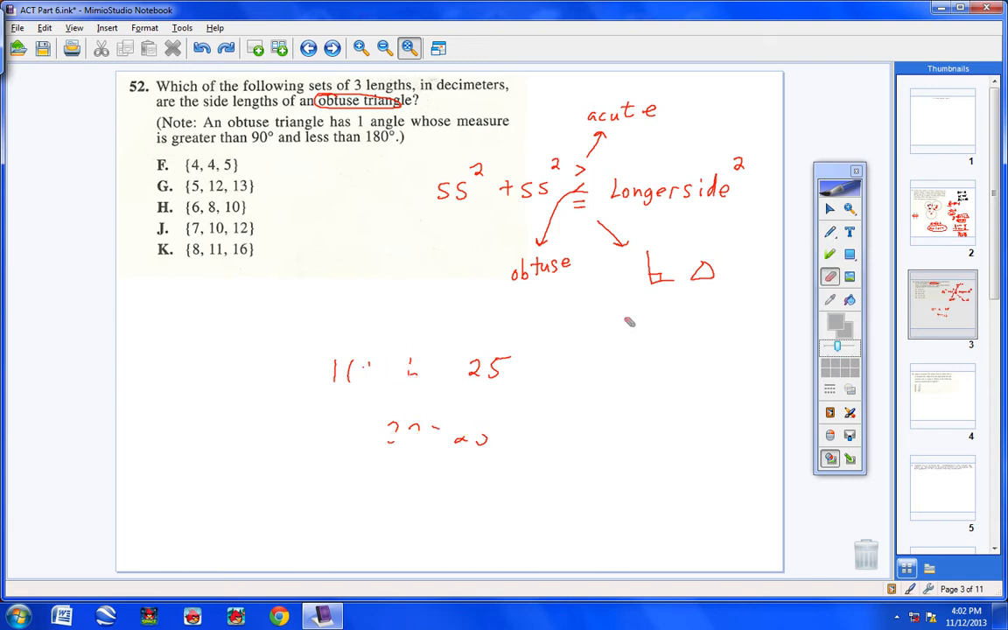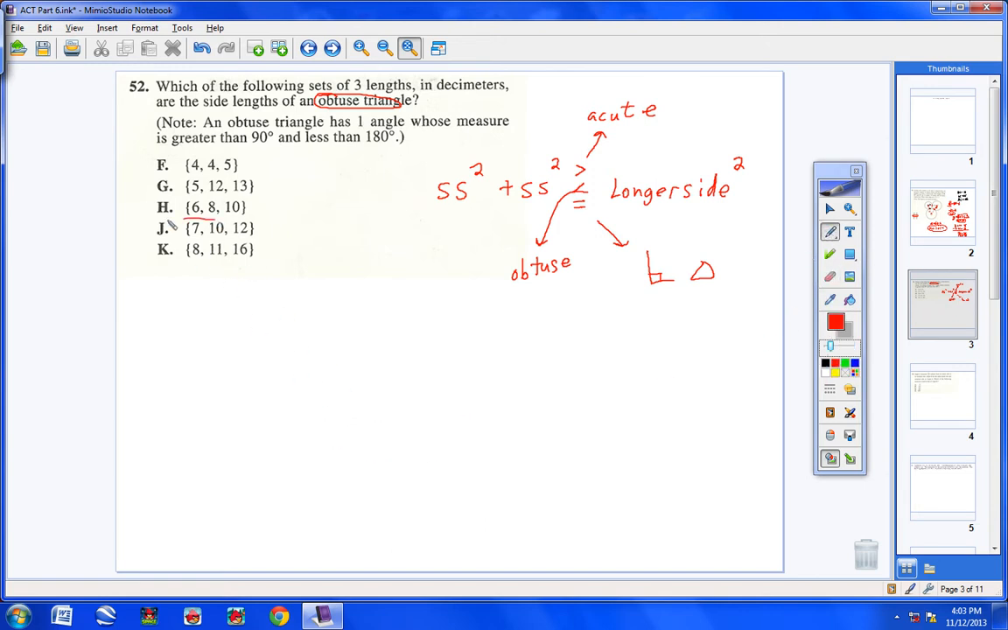Let's quickly try the other one. Let me increase my eraser here. There we go. Okay, smaller side would be 5 squared, that's 25, and 12 squared is 144, and 13 times 13 is 169. If you add these two together, you get 169 equals 169. Nope, it's not going to work. You can do this pretty quickly once you know what you're doing. I would say less than a minute. 6 times 6 is 36, 8 times 8 is 64, 10 times 10 is 100. Add these two together and we get 100 equals 100. Okay, now I hope I'm not making any little mistakes. I don't think I am.